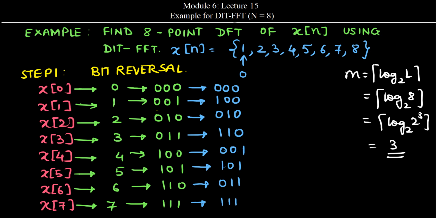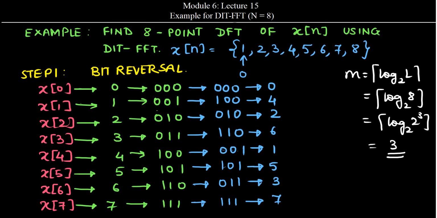And now if we find its decimal representation, what we have here is 0. This 1, 0, 0 is 4. Then this 0, 1, 0 is 2 as it is. This 1, 1, 0 is basically 6. This 0, 0, 1 is 1. This 1, 0, 1 is 5, which is as it is. This 0, 1, 1 is basically 3. And this 1, 1, 1 is 7 as it is.